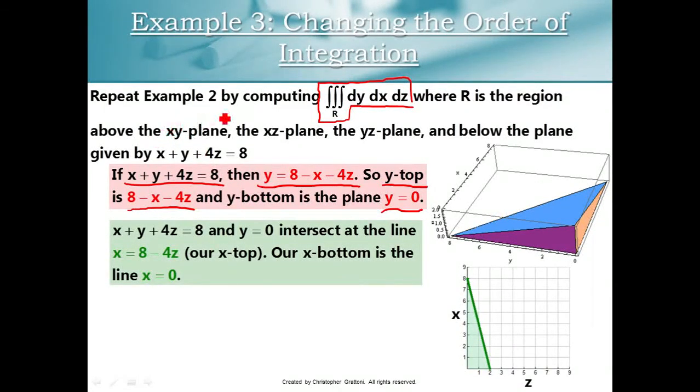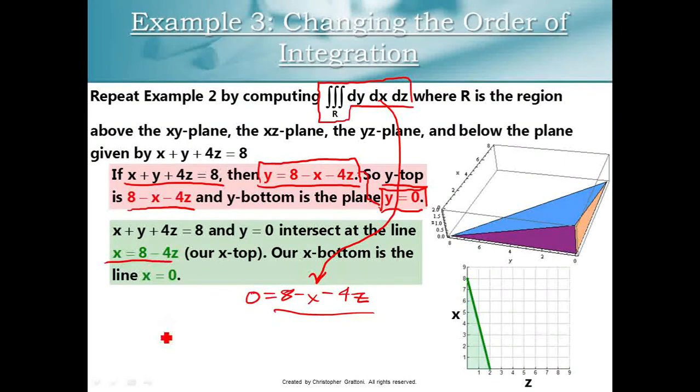Now you need to look at the intersection between your top bounding surface that's solved for y and your bottom bounding surface that's again solved for y. So you find the intersection between 8 minus x minus 4z and y equals 0. Well, that's just going to be 0 equals 8 minus x minus 4z. And if you solve this now for, let's see, my next integral is a dx integral, so I'm going to solve for x. So I have x equals 8 minus 4z. That's our x top curve. And then x bottom, you can just see that's right here along the bottom, x equals 0, sorry, this horizontal line on the xz plane.